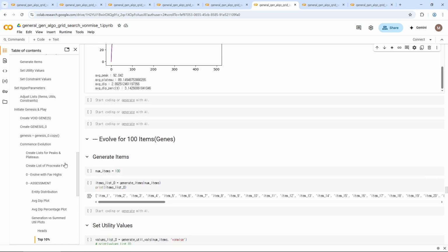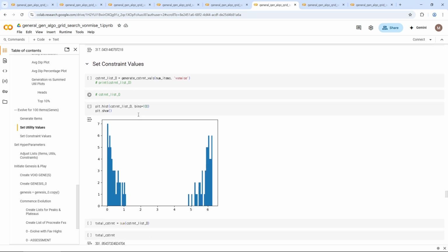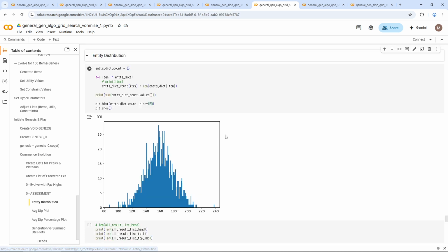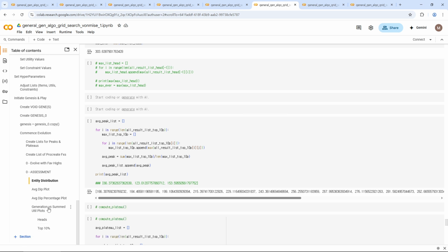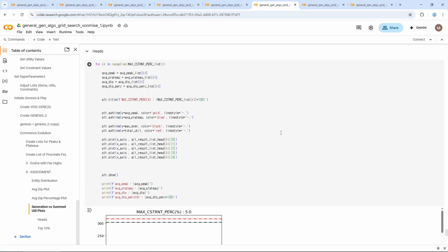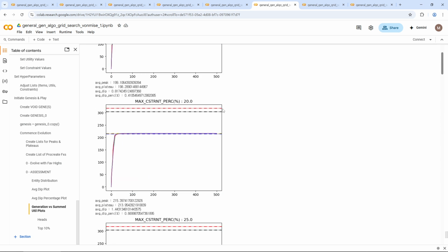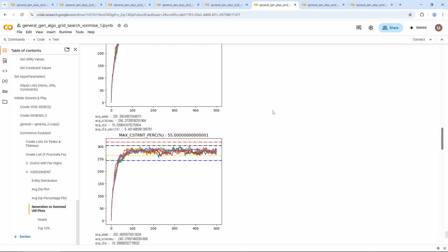Yeah. 100 items. Utility values, total sum 317. Constraint values, total sum 301. So 317 is the total sum. And here's the central limit theorem. 317. 303 out of 317. Okay. Average dip percentage plot, as usual. When do we hit that 303 out of 317? The red line being 317 and the black line being 303. But when do we have it?